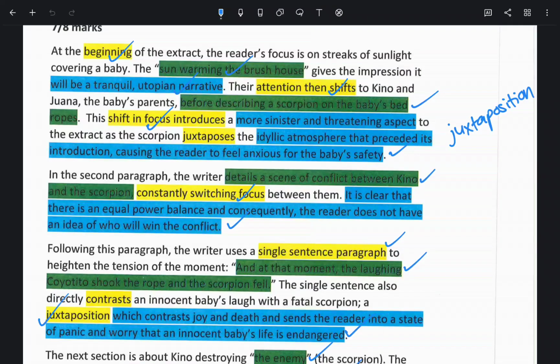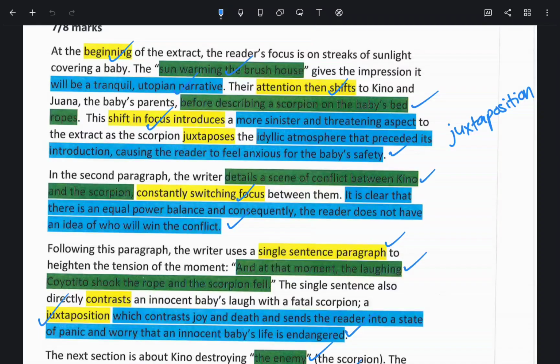This shift in focus introduces a more sinister and threatening aspect to the extract, as the scorpion juxtaposes the idyllic atmosphere that preceded its introduction, causing the reader to feel anxious for the baby's safety. Again, what do you see from this example? Excellent use of subject terminology.